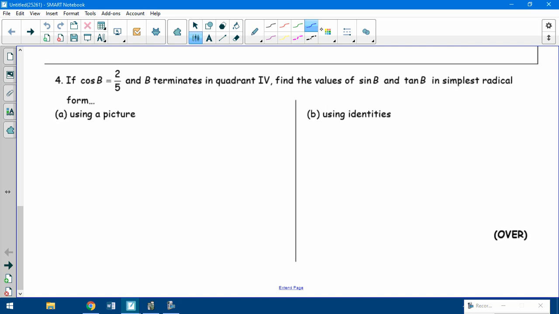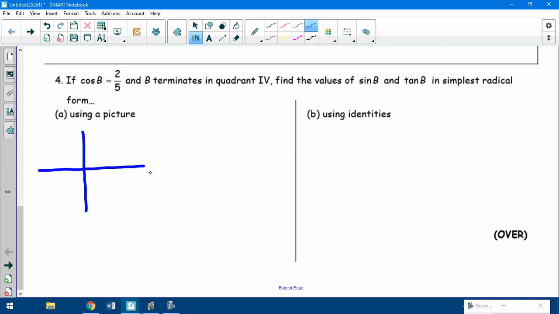If cosine of b equals 2/5 and b terminates in quadrant 4, find the value of sine of b and tangent of b in simplest radical form using a picture and using identities. So again, if it doesn't specify on the test, do it whatever way you feel more comfortable with. For me, I'm always more comfortable drawing a picture. I just think it makes more sense and it's a little bit easier.